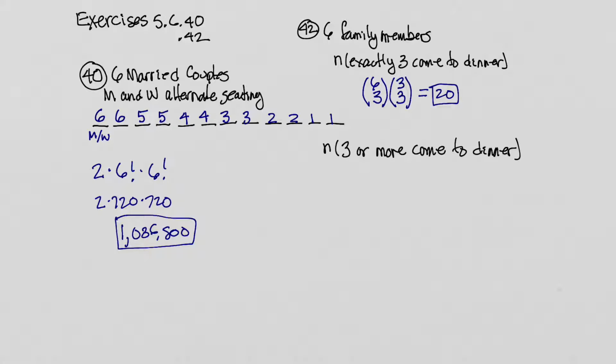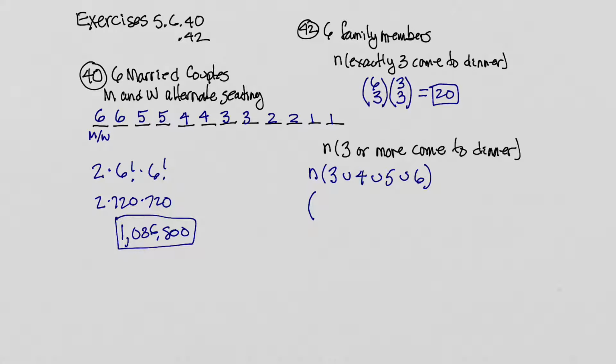And in the second part, we're asked to make the count of how many ways 3 or more of these family members can come to dinner. So the way I like to approach these problems is to take 3 or more and write it in terms of exactly. So this would be the number of ways we could get 3 or 4 or 5 or 6 members coming to dinner. So let's make this count.